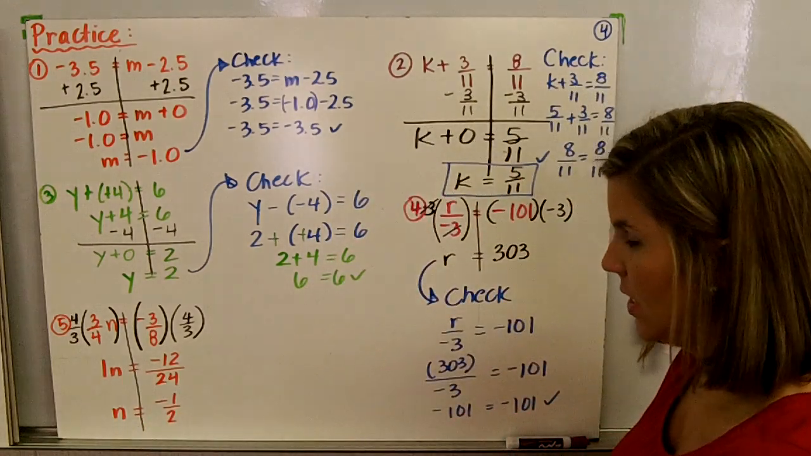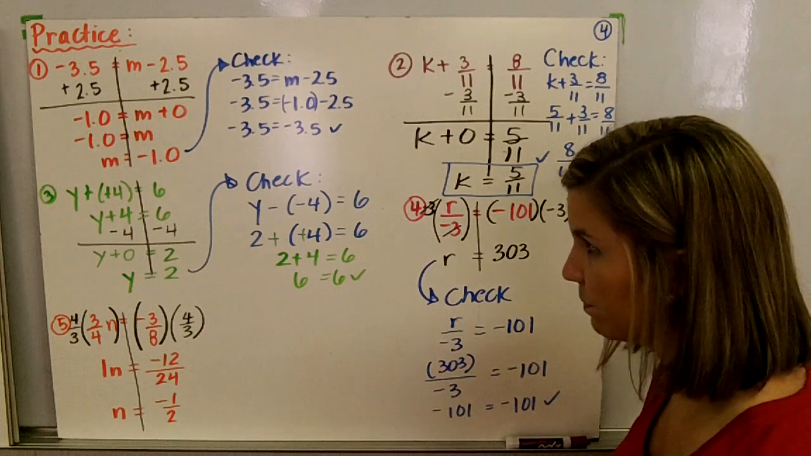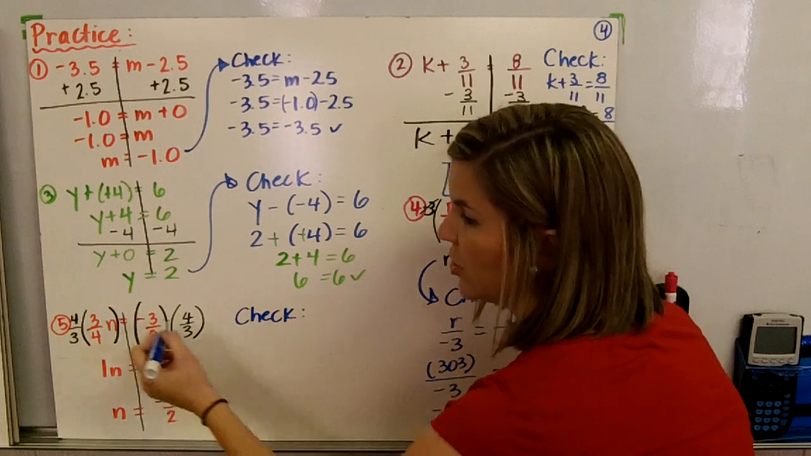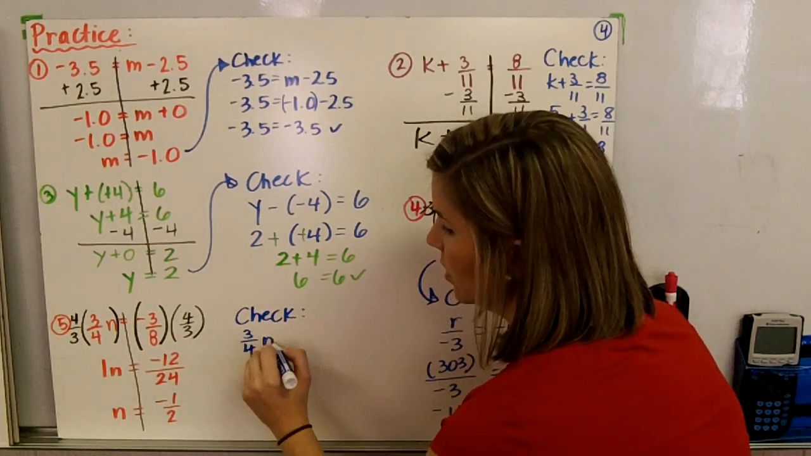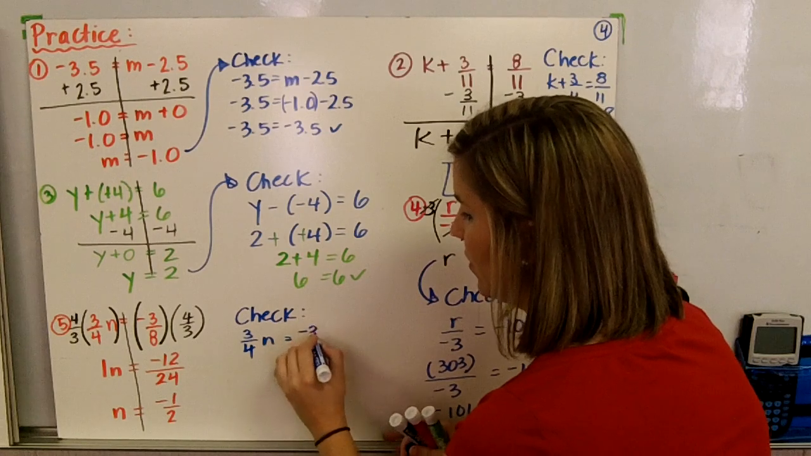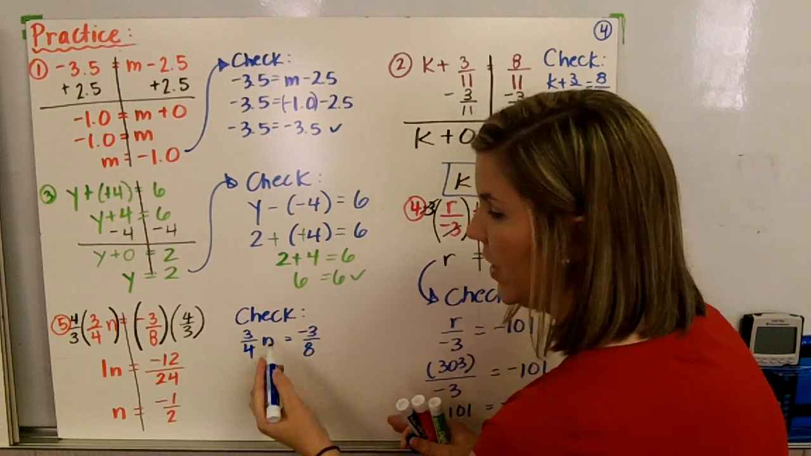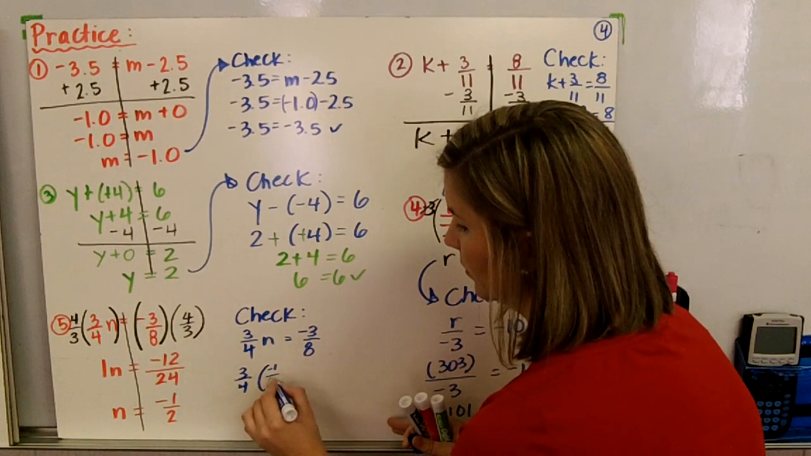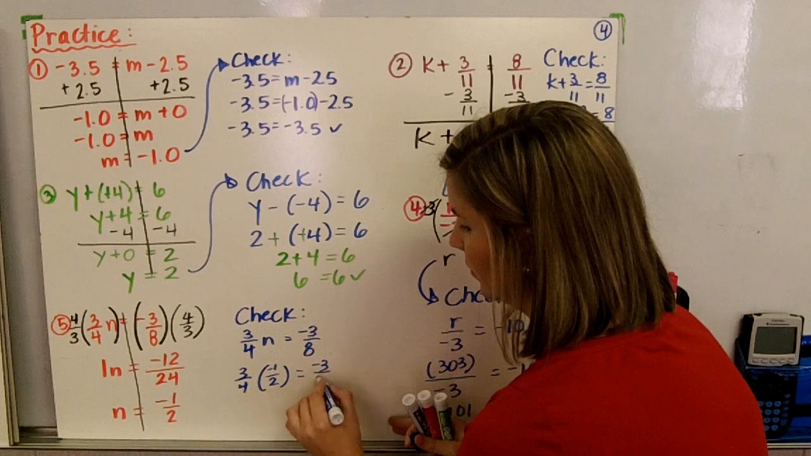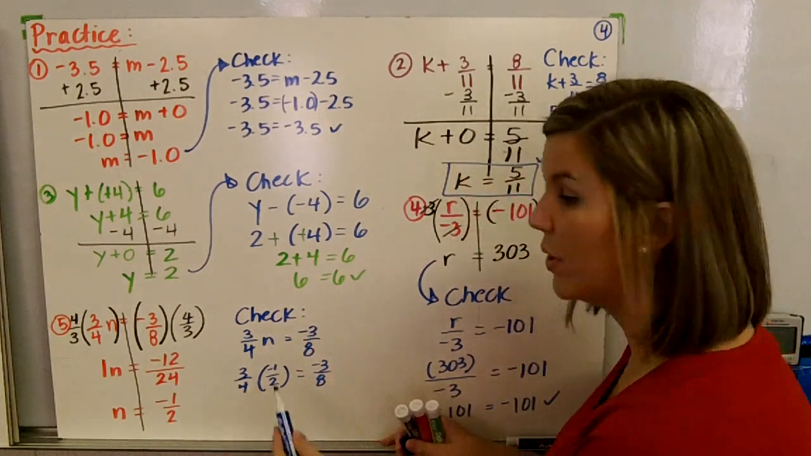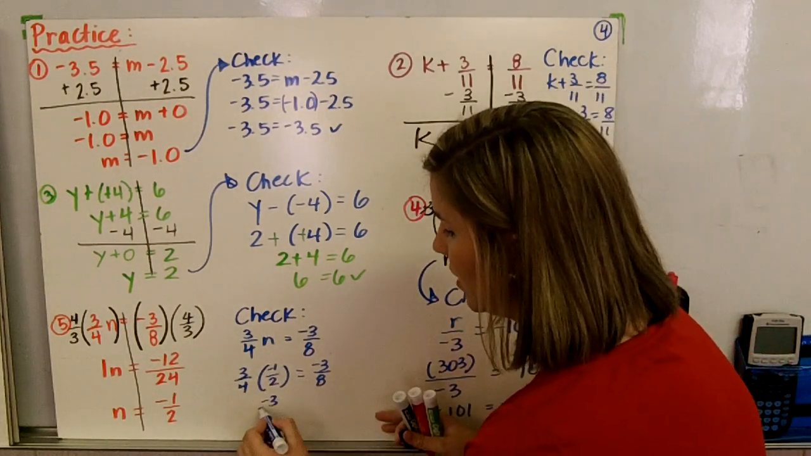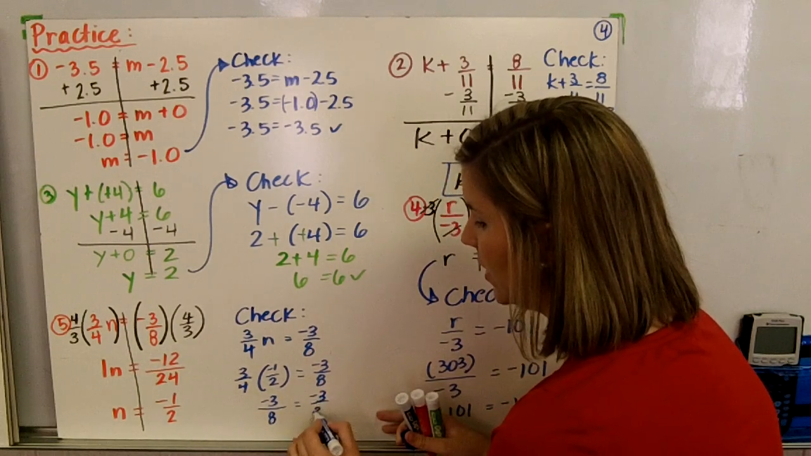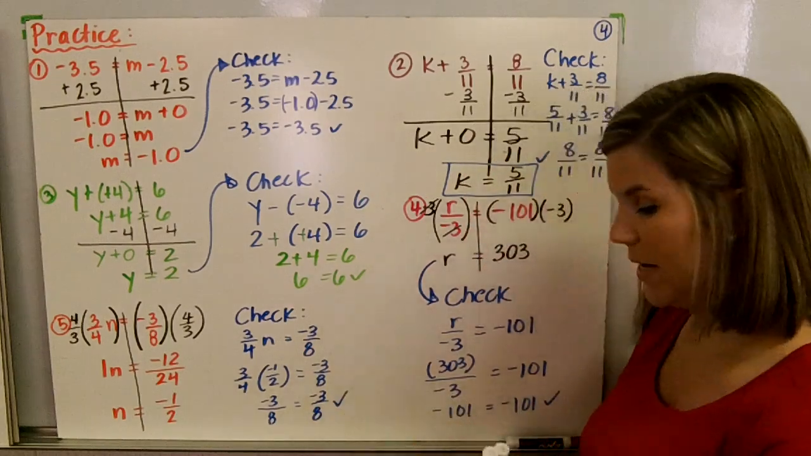Let's check our answer. Remember, go to the original. 3/4 n equals negative 3/8. And where n was, plug in negative 1/2. And let's see if this is true. 3 times negative 1 is negative 3. 4 times 2 is 8. Negative 3 over 8 equals negative 3 over 8. So our answer is correct.